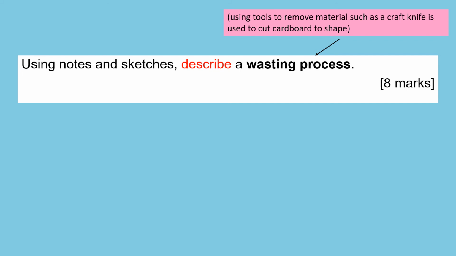So another example could be using a coping saw to cut a sheet of MDF, using the fret saws to cut a sheet of plywood, anything. If you're using a tool to remove material, that's a wasting process. So in exam conditions, so in silence, year 9, I'd like you to use notes and sketches to describe a wasting process. I'd like you to rewrite the question.